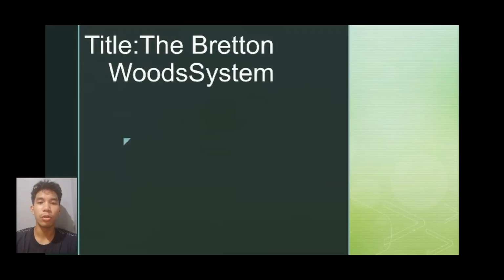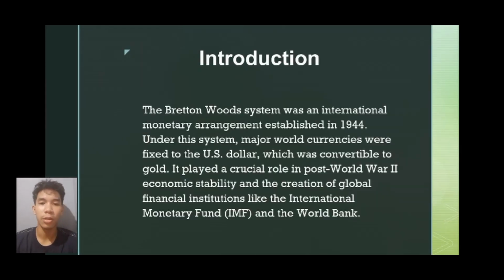This is all about the Bretton Woods system. Introduction. The Bretton Woods system was an international monetary arrangement established in 1944. Under this system, major world currencies were fixed to the US dollar, which was convertible to gold. It played a crucial role in post-World War II economic stability and the creation of global financial institutions like the International Monetary Fund (IMF) and the World Bank.